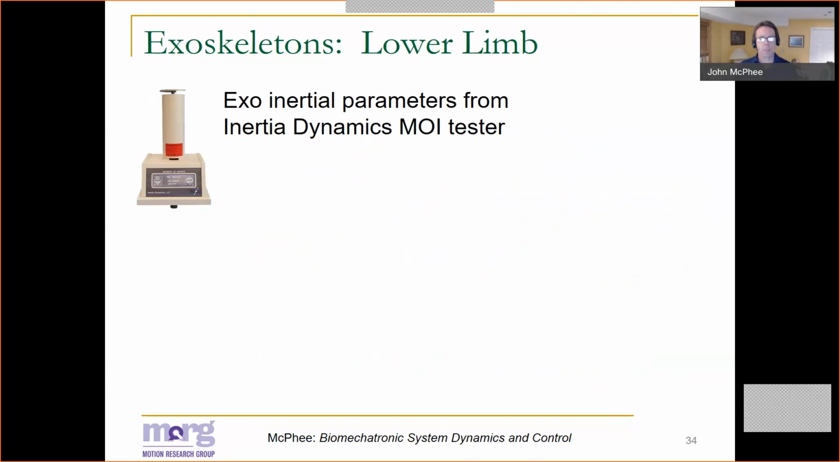So one problem with creating models is identifying the parameters for those models. Well, for the exoskeleton, it's not too difficult. We can take it apart. We can measure the mass, center of mass, moment of inertia of all of the parts and put it back together.